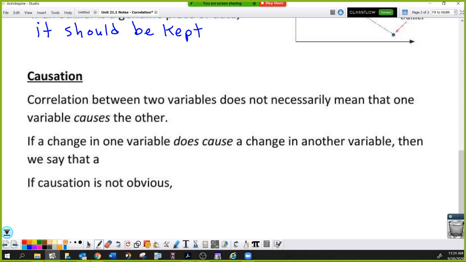Okay, causation. Correlation between two variables does not necessarily mean that one variable causes the other. For example, let's say you decide to do a study and you are trying to relate the temperature outside and the number of teachers that called out of school that day. You might find that when it's hot, for some reason, it also happens to coincide with teachers calling off work.